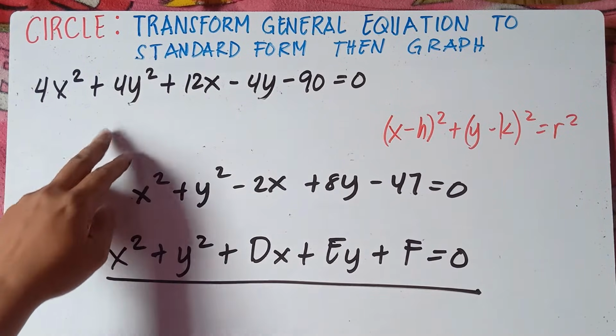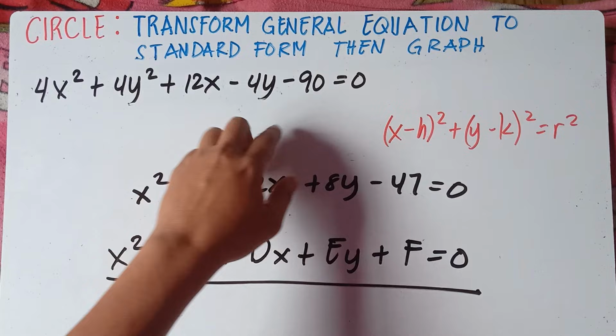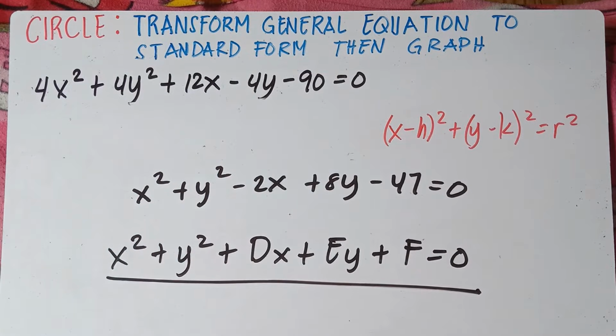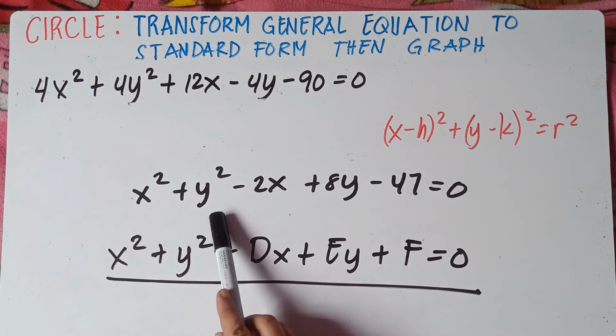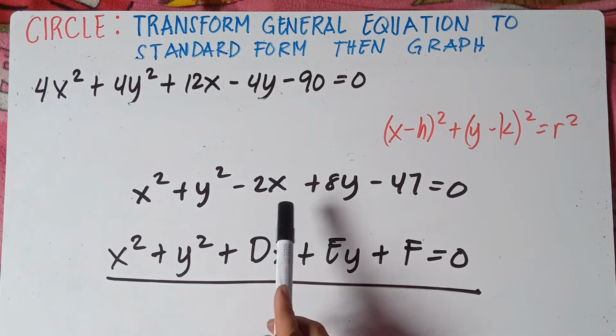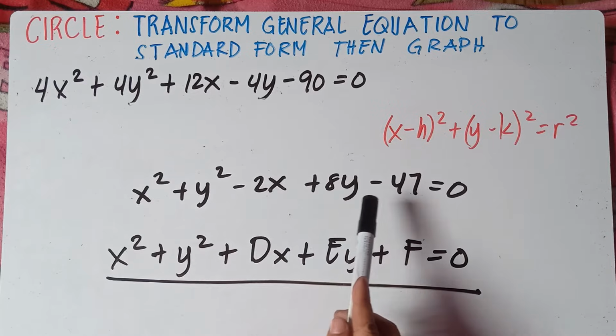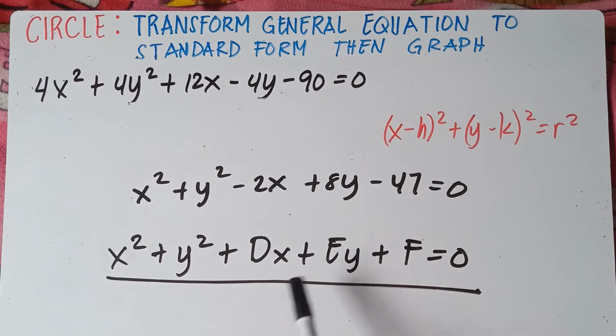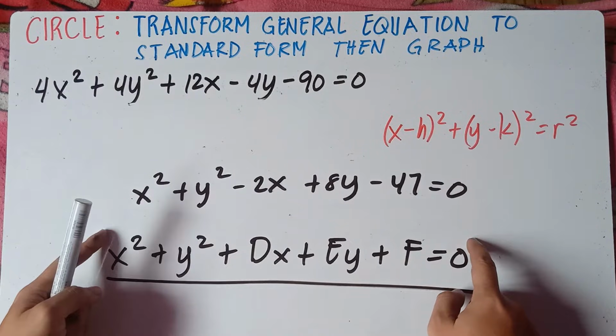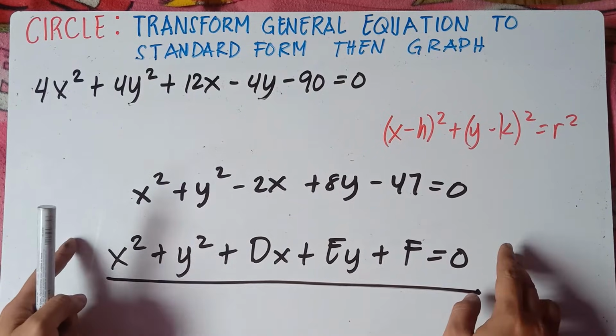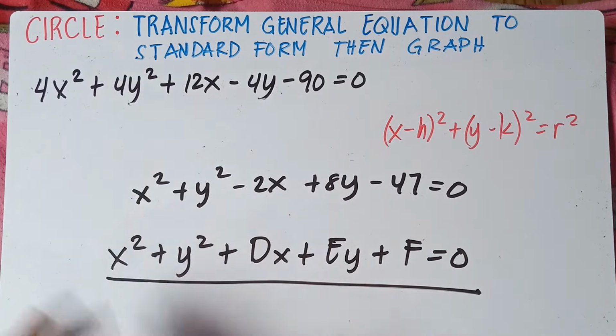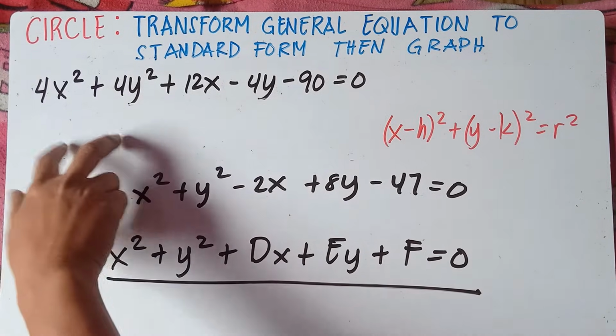4x squared plus 4y squared plus 12x minus 4y minus 90 equals 0. This is more complicated than the last example that we had, because our last example is just x squared plus y squared minus 2x plus 8y minus 47 equals 0. So it's better for you, class, to see the first video that we had. I will put the link in the description below on how to solve the basic examples of transforming the general equation to standard form before you proceed with this one. Alright, so without further ado, let's solve this equation.